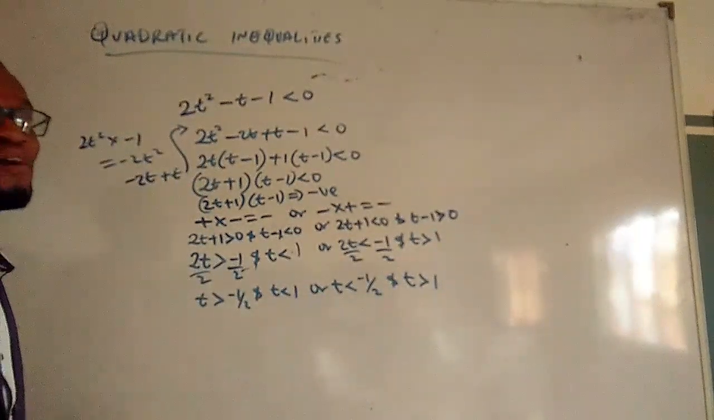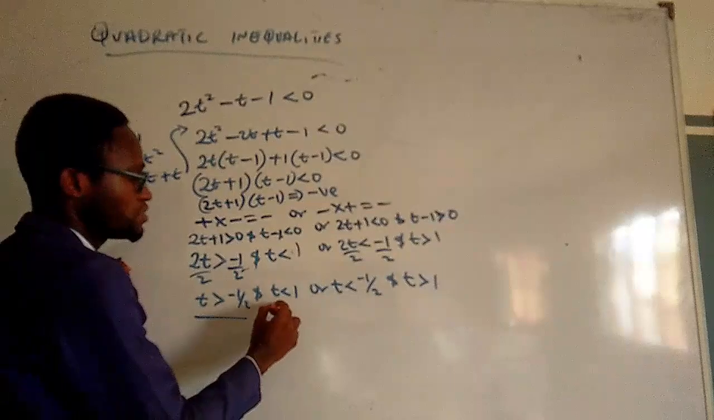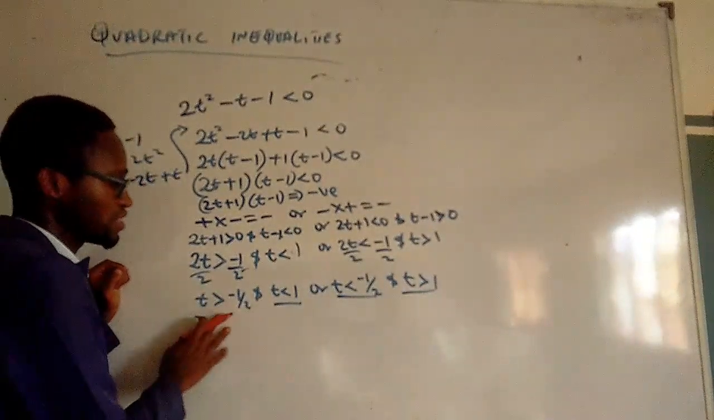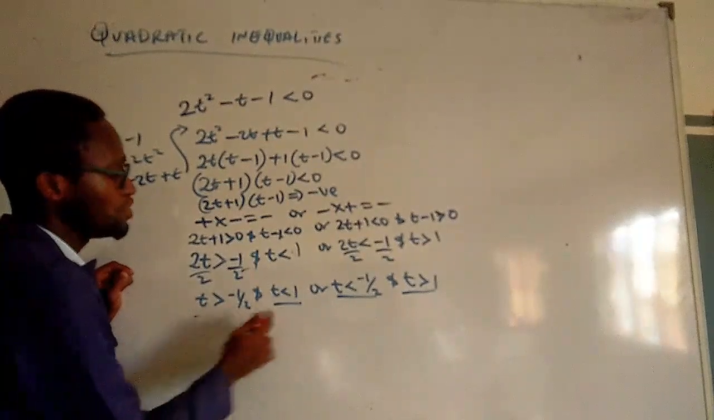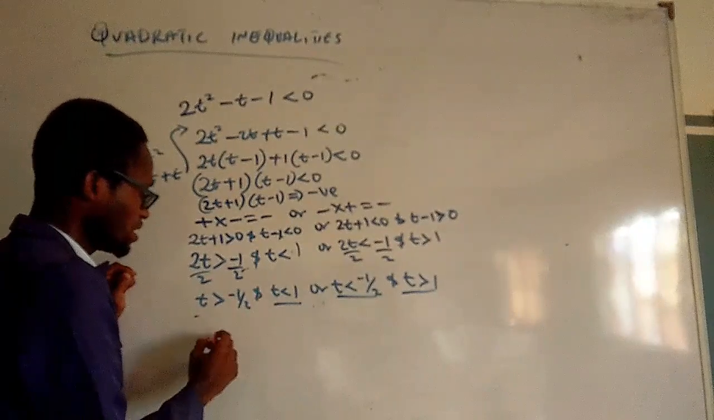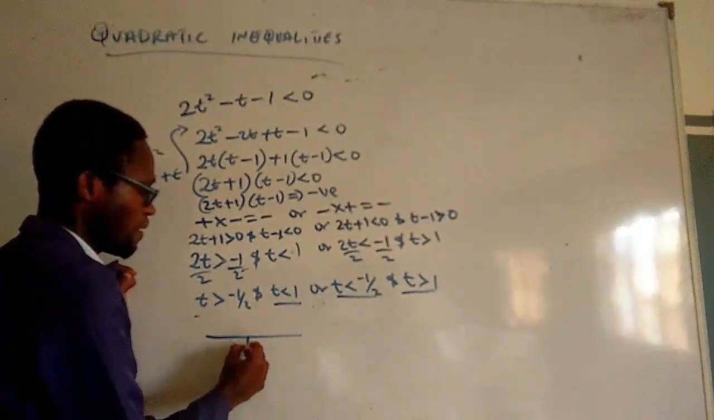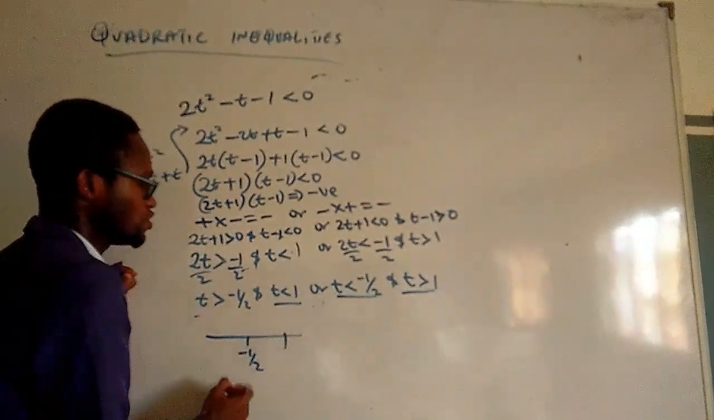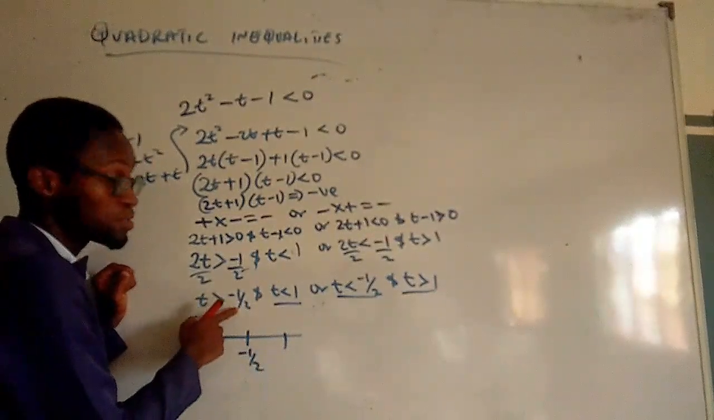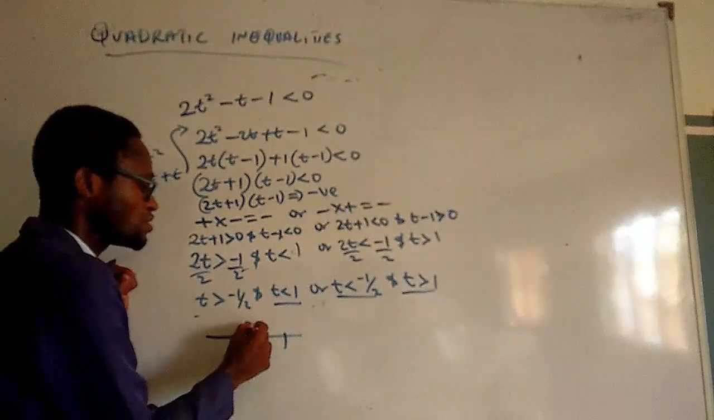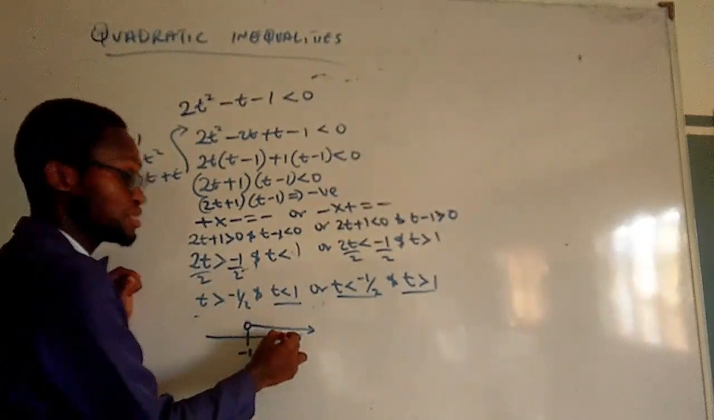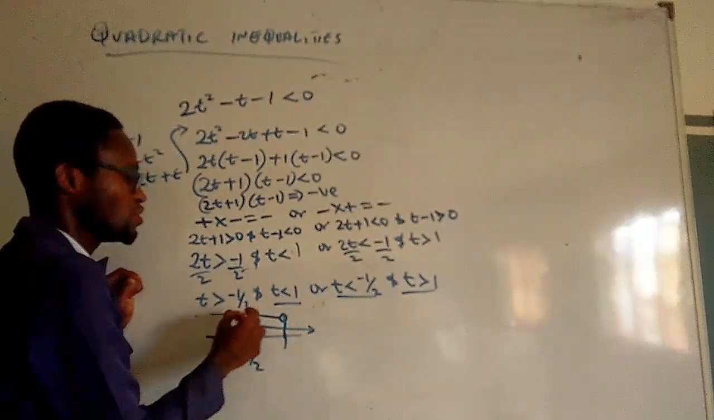So for this case, we have 4 possible answers: 1, 2, 3, 4. Now how do we select the final answer? If we represent this on the number line, let's say this is minus half and this is 1. Here t is greater than minus half, so we go this way. When t is less than 1, meaning t is smaller than 1, we go this way.